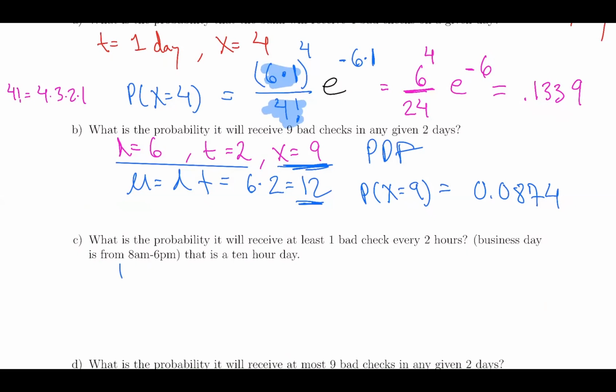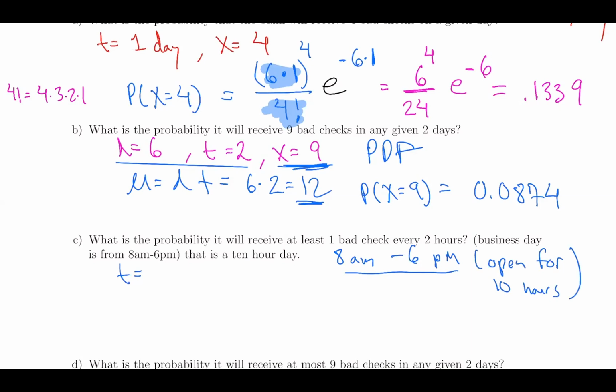So let's do the time. It says one bad check every 2 hours, so it's not giving us a whole day anymore. It's saying 2 hours of that day. It said a business day is from 8 a.m. to 6 p.m. If a business day is from 8 a.m. to 6 p.m., how many hours are they open? 10. Cool. Open for 10 hours. Perfect.